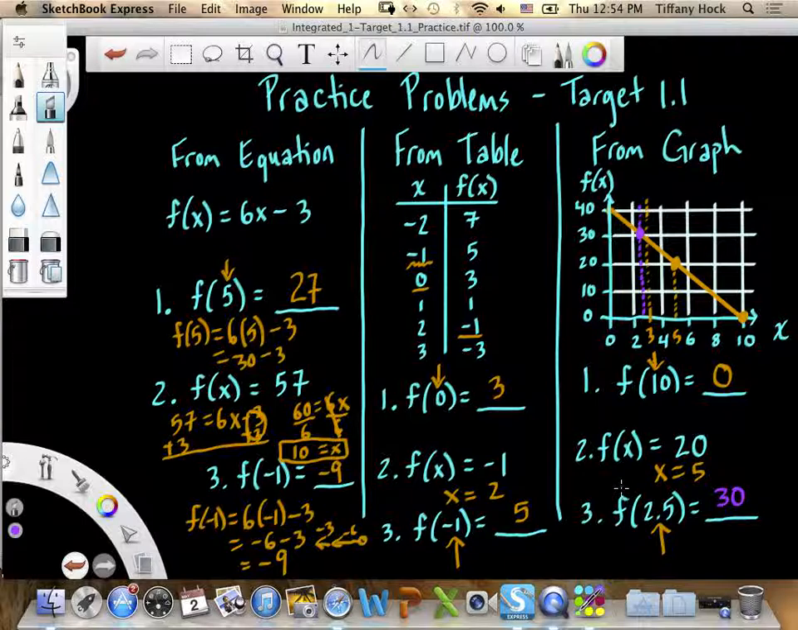Okay? So it's kind of difficult to see here on a test or quiz. It should be a little more obvious because the lines will be perfect, since they've been made using a computer, as opposed to writing on a tablet or something. But that's how we can come up with that answer. So f of 2.5 equals 30.